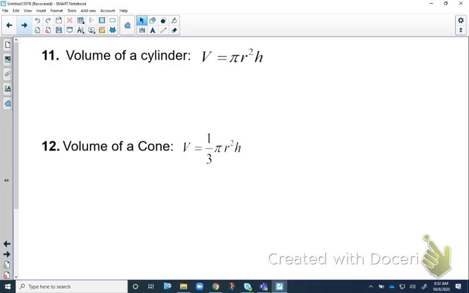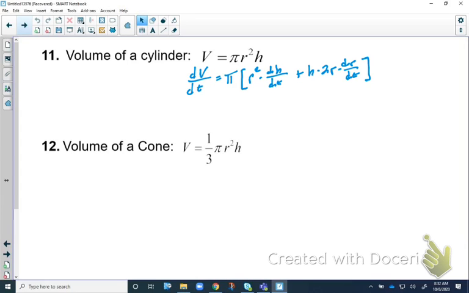Next is the volume of a cylinder and the volume of a cone. So volume of a cylinder, I hope by now the left side is pretty simple as far as how you're taking the derivative. We're taking the derivative of the volume with respect to time. Again, the pi is going to be considered a constant, so I'm not even going to worry about that right now. And the radius squared and the height, I'm going to use the product rule on. So I'm going to take the radius squared and multiply it by the derivative of the height, so dh/dt. And then I'm going to take the height and multiply it to the derivative of the radius, which would be times 2r times dr/dt.